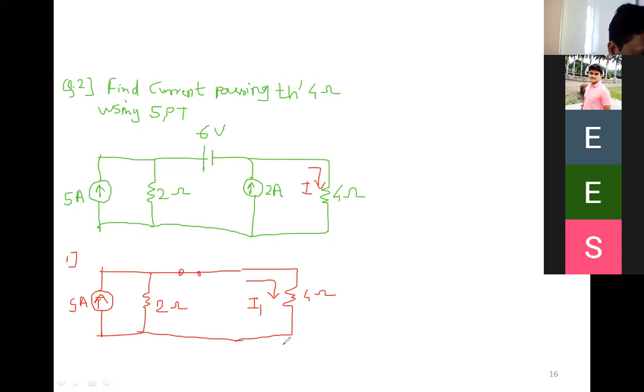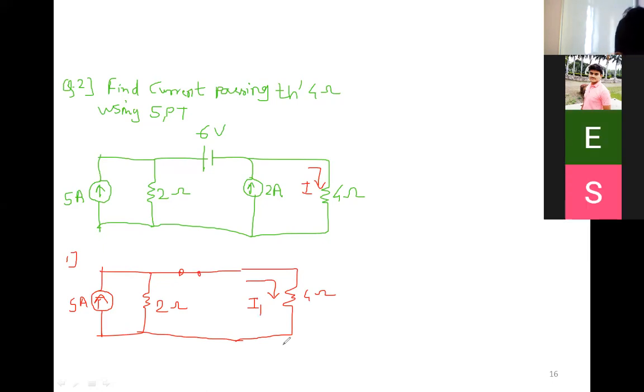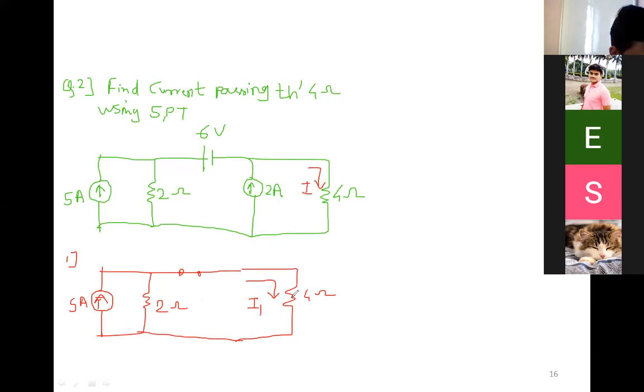So which method do you feel is easy now to find I1? Parallel circuit, current division, 2 ohm and 4 ohm. Or nodal, both options are there. With nodal you get the voltage here, and then you have to divide the voltage by 4. That will give the I1. So by current division also you can easily find it.